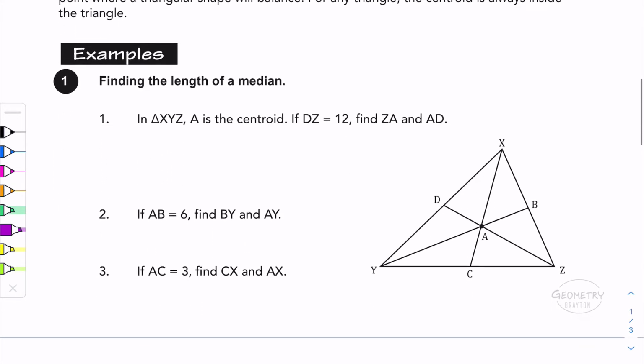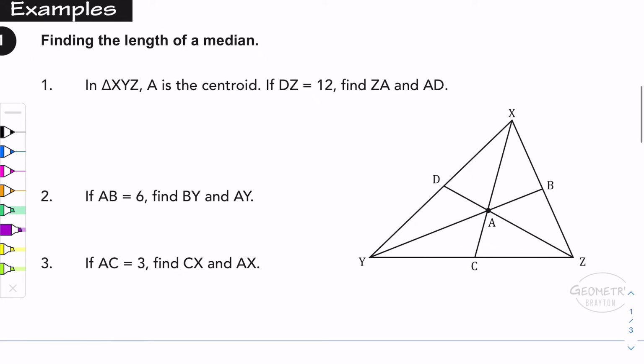If we look at the first example, I'm going to take a moment and I'm going to trace over the medians. I'm going to start with point X. Point X connects to the midpoint of point C. So knowing that C is a midpoint, I know I have two congruent segments on each side. Next, I'm going to look at point Y as a vertex connecting to the midpoint of B. And lastly, we have Z as our vertex connecting to the midpoint of D.